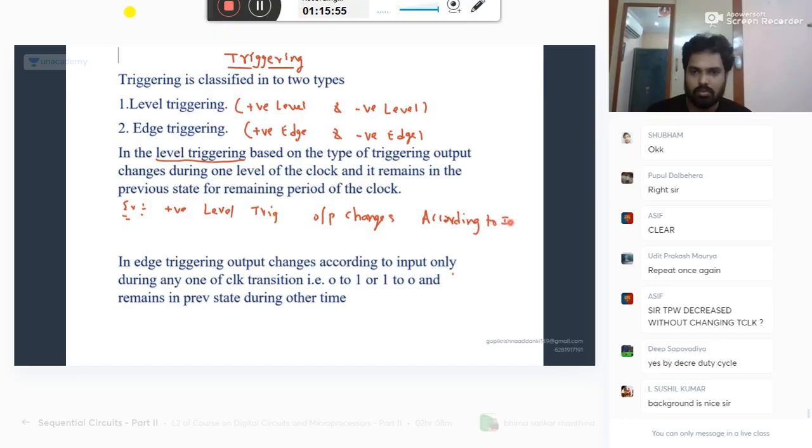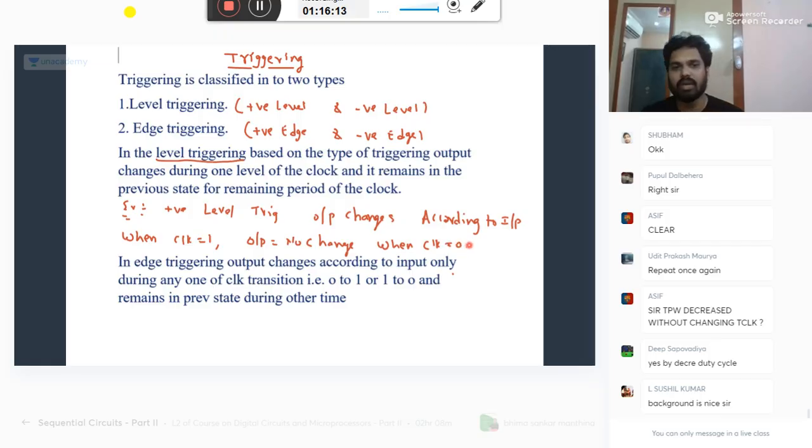Okay, when clock equal to 1, output is equal to no change, when clock equal to 0. You accept this or not? We discussed this till now. We discussed only this part.